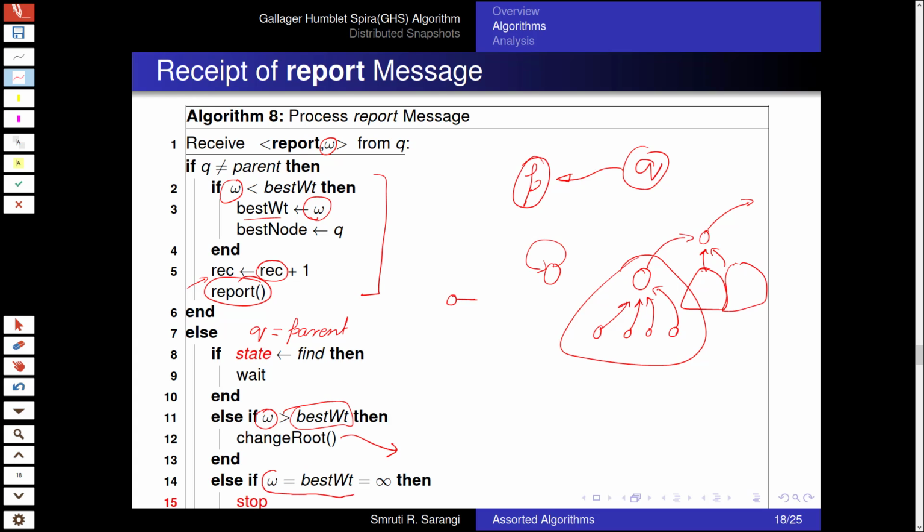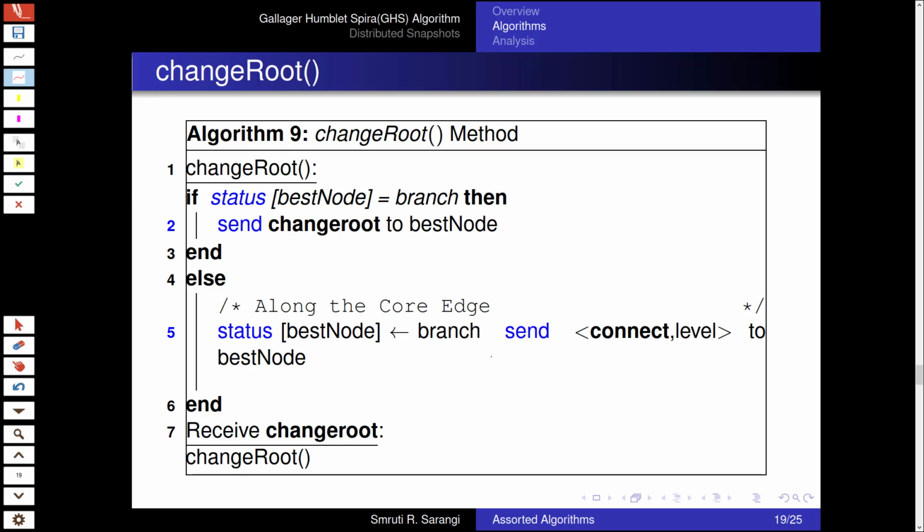Otherwise, if omega is equal to best weight, which means that my parent and I are both reporting infinity, this means that we have actually reached the end. There are no eligible edges. So the MST condition has been met, it's all done, and we terminate. Now the structure of the parent is quite important. If you go back to the connect message, the parent thing is quite important, but I would like to discuss change root first before going to parent because they are connected.